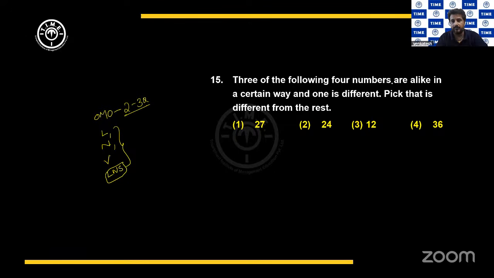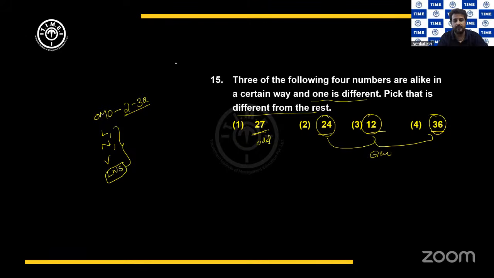Three of the following four numbers are alike in a certain way and one is different. Pick the one that is different from the rest. 27, 24, 12, 36. It is clearly 27 because all these numbers are even numbers, whereas 27 is an odd number.